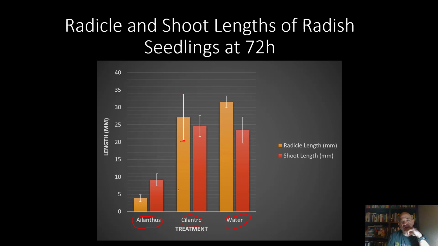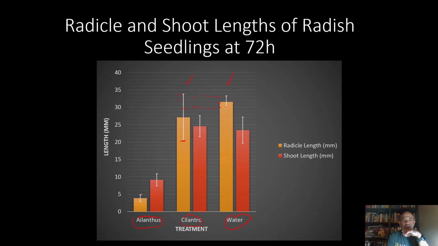If you look at the orange bars, those are the radicle lengths, okay? And you can see that the means are never going to be the same. The water looks like the radicles grew longer with the water than with the cilantro. But when we look at these error bars, these error bars overlap, so we don't have enough evidence to say that the cilantro had a negative effect on the radish growth. We're basically going to say that these two are not significantly different, no effect.